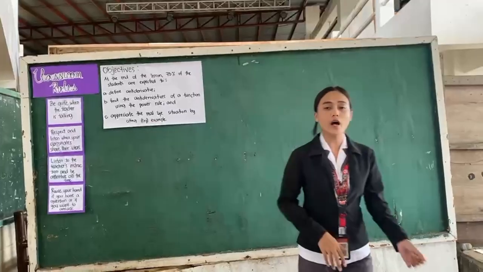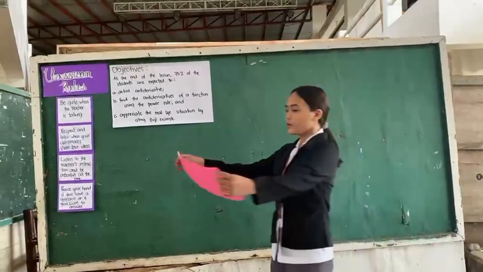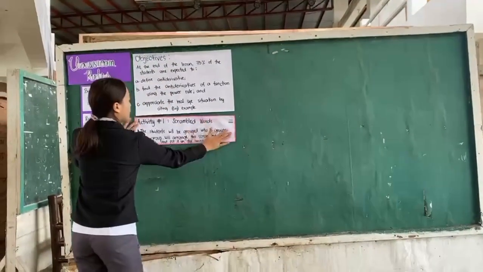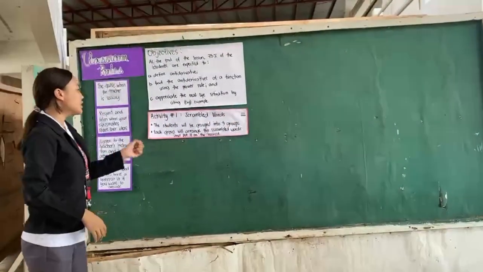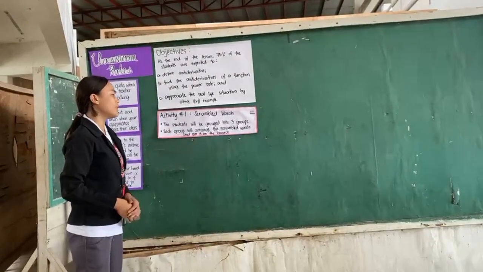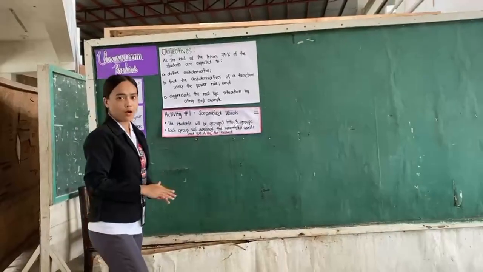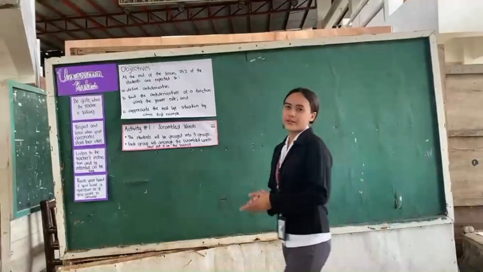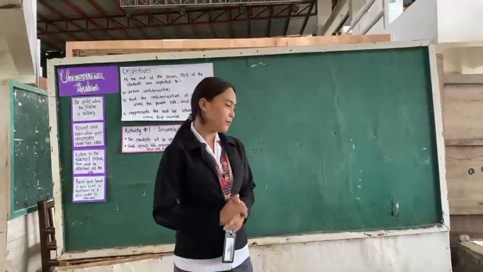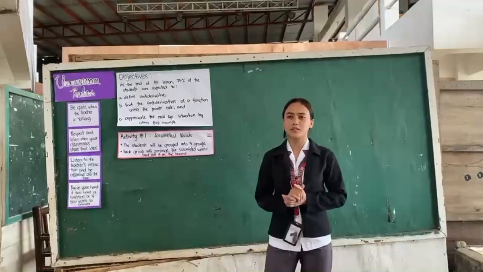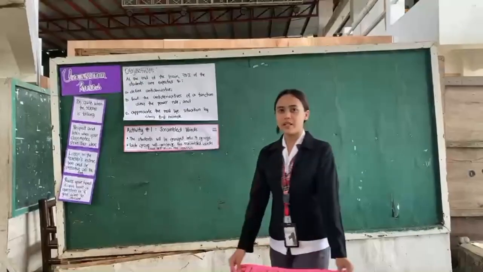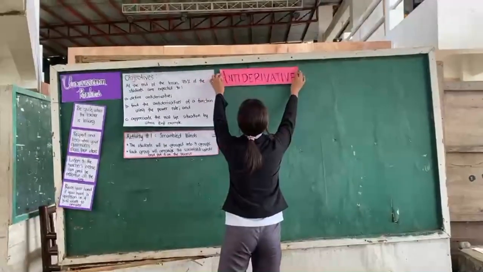First, we have an activity, which is the scrambled word. The mechanics is the students will be grouped into 3 groups, and then each group will arrange the scrambled words and put them on the board. Is that clear? Was it easy for you to find the scrambled words? Now, who can guess what our topic is today? Our topic is all about the antiderivative.